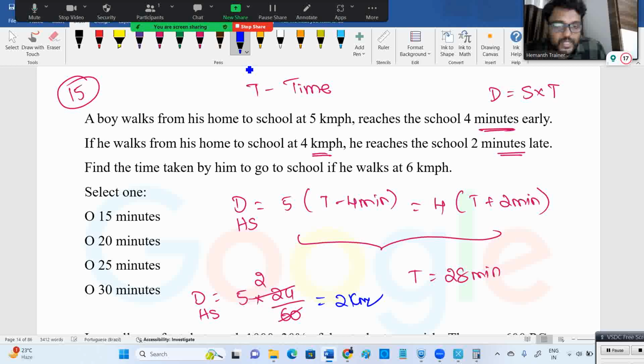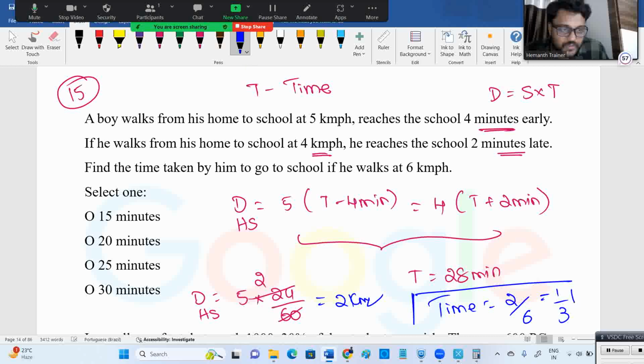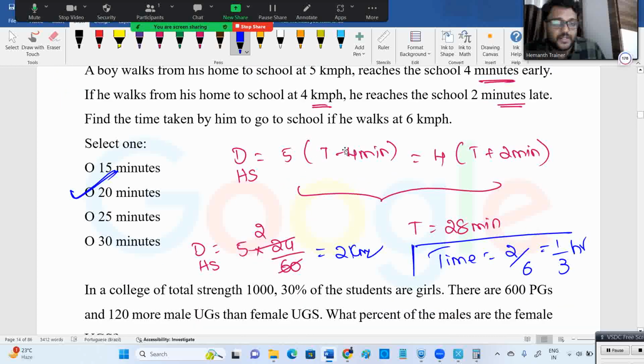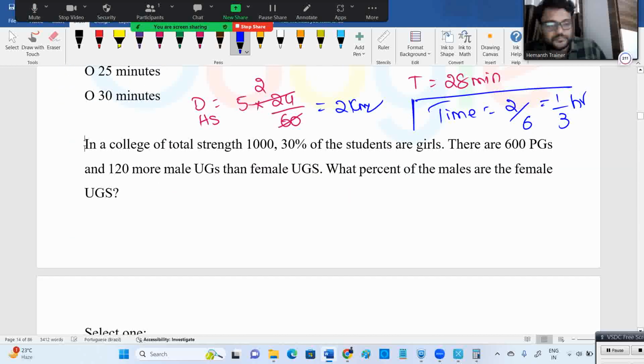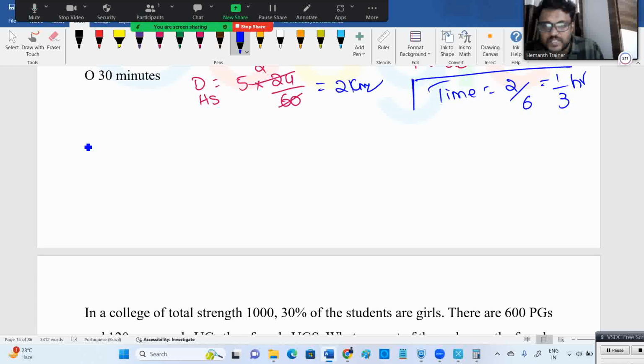Now if you go with 6 kilometers per hour, what is the time taken? Distance is 2 with 6 kilometers per hour, 1 by 3 of an hour means 20 minutes. Yes, when speed is more, you will reach the goal in less time. So 1/3 of an hour means 20 minutes is the answer. Distance is speed into time. Using that, we can cover that question.